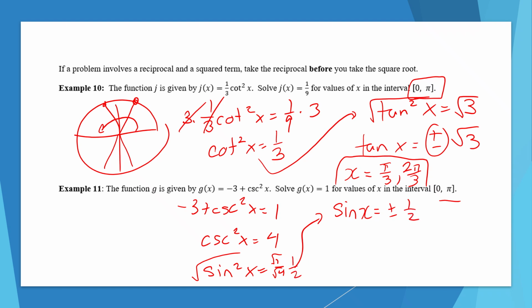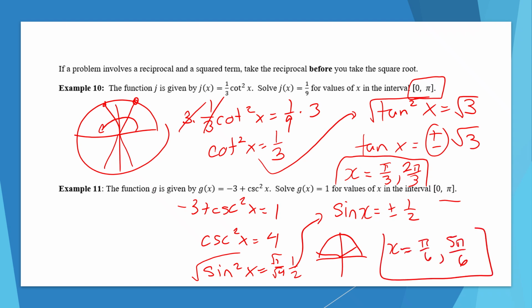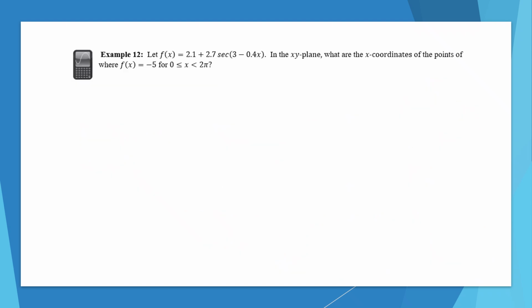This then should be any 30-degree reference angle from 0 to pi. So that's just going to be x equals pi over 6, and 5 pi over 6 should be our two answers there. Right, so that's 10 and 11. All right, so example 12 here. Here we just have a few graphing questions. So let f of x equal that equation there. In the xy plane, what are the x coordinates where f of x equals -5 from 0 to 2 pi?